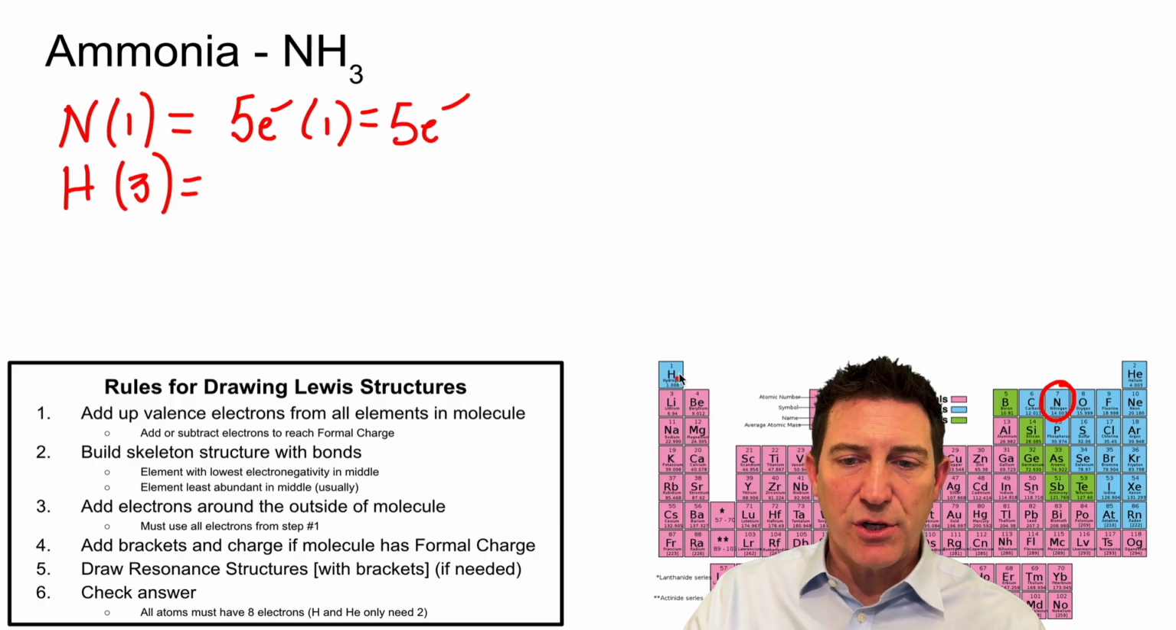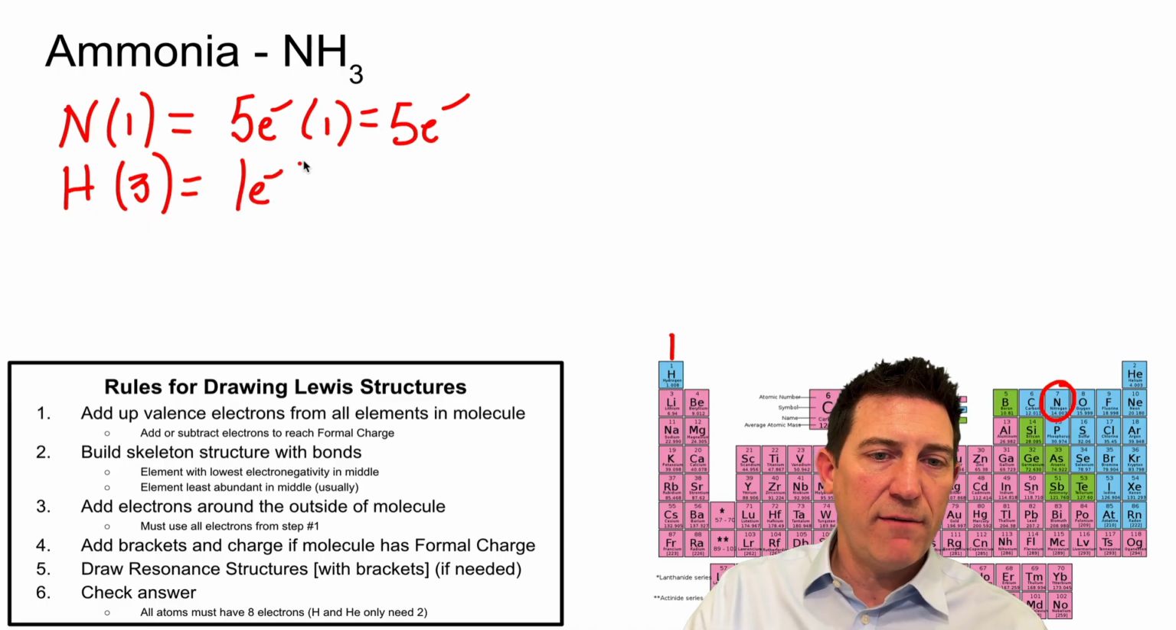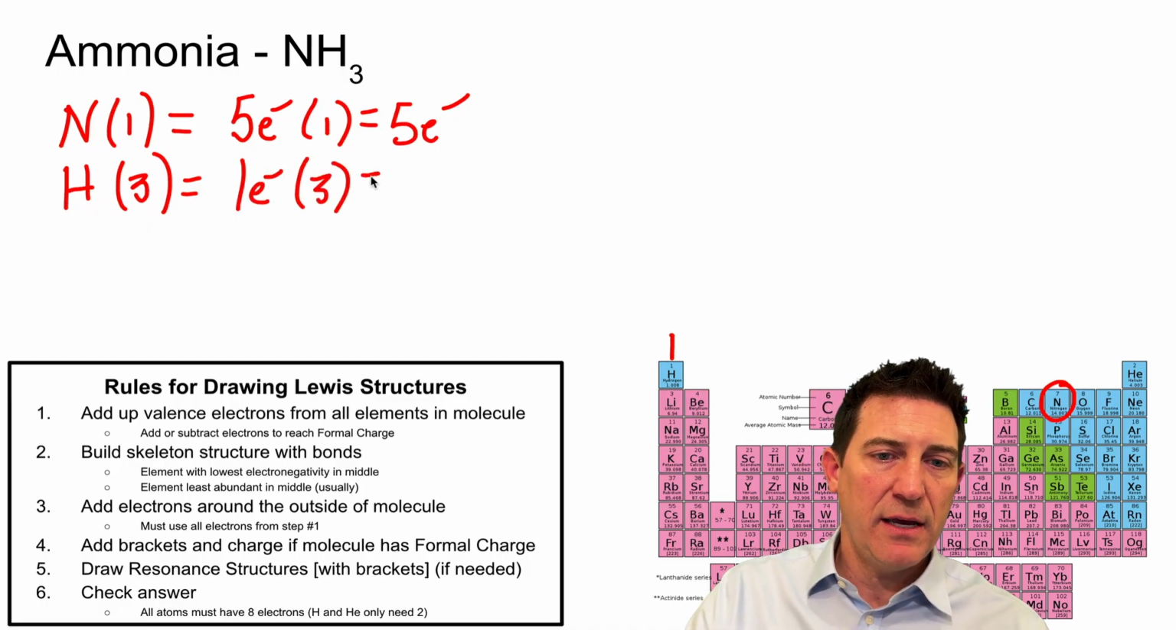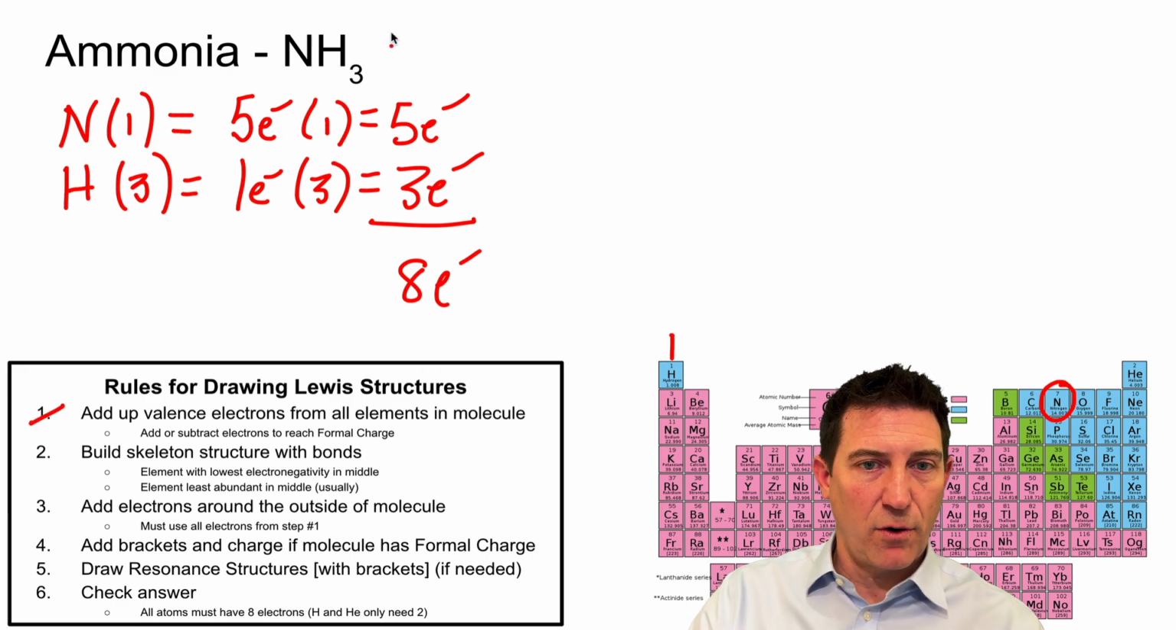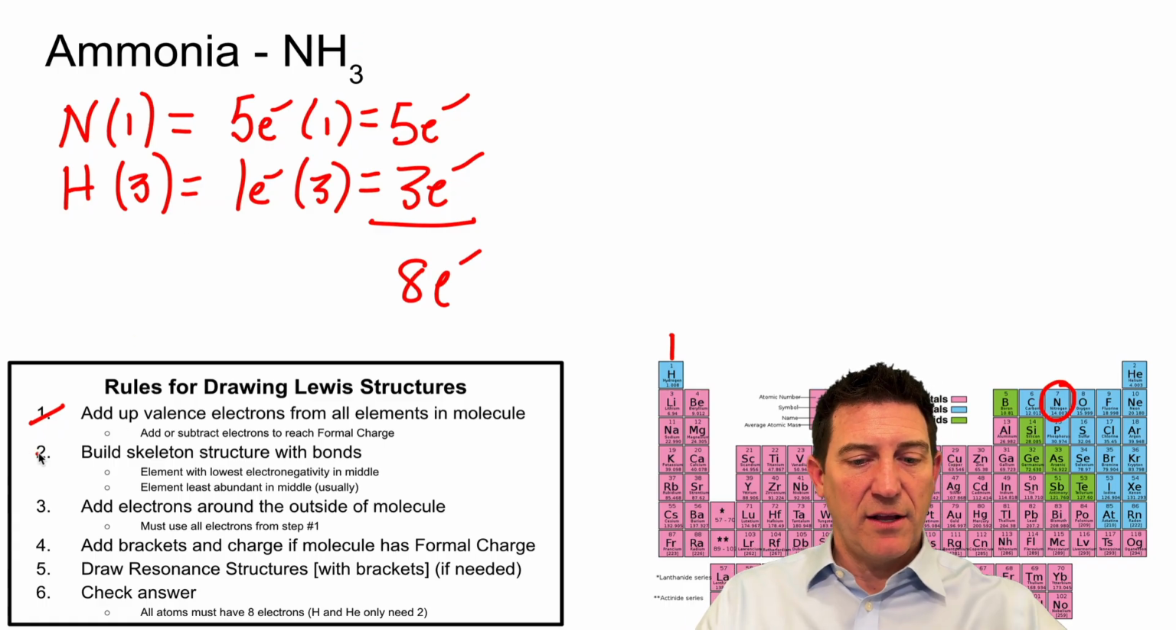And each hydrogen right here is in group 1A. They each bring 1 valence electron to our party, but there are 3 of them, so that's a total of what? 5 plus 3 is 8 valence electrons to build our structure. There is no formal charge because there's no positive or minus up here. We're going to build the skeleton structure.